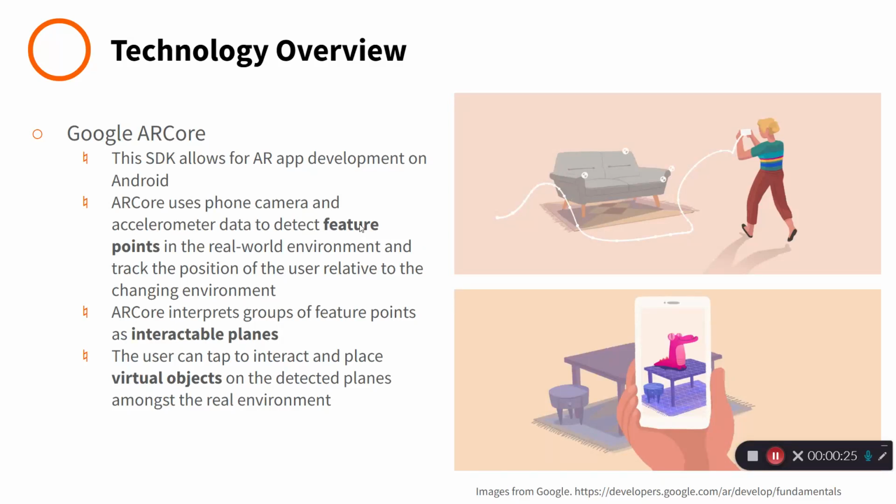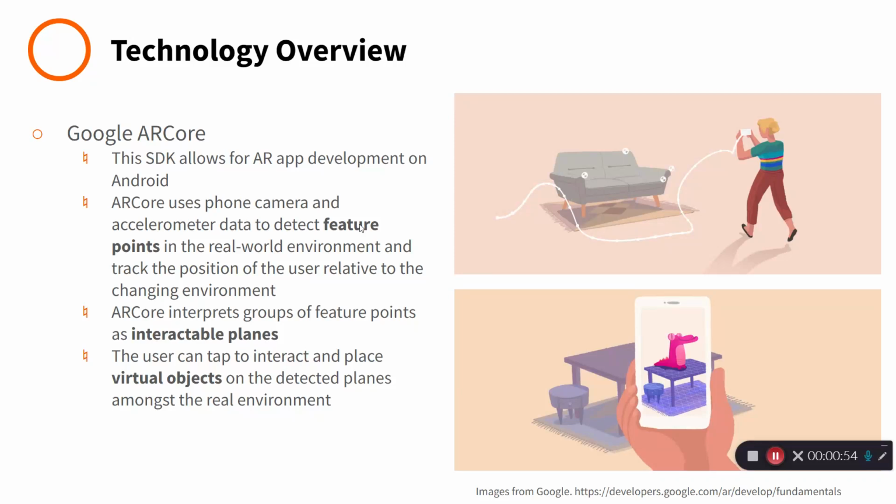You can see the graphic on the right from Google that a user is moving their camera around and that it's identifying these feature points on the couch. What AR Core does is it interprets groups of these feature points as planes. And what makes a plane so special is that a user can interact with it. Someone can tap on the screen. AR Core will detect an interaction with that plane from the tapped position and place virtual objects on the detected planes amongst the real environment.